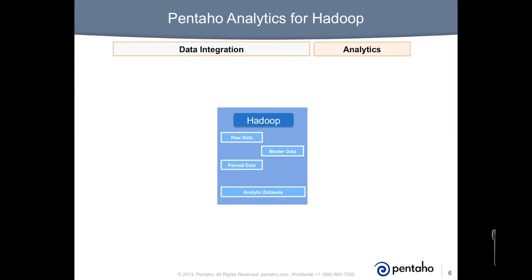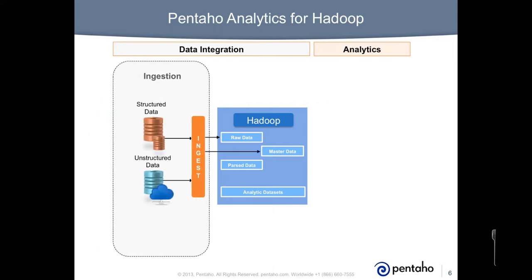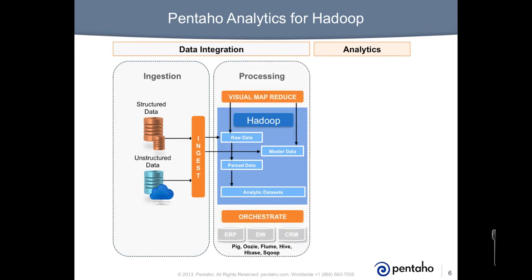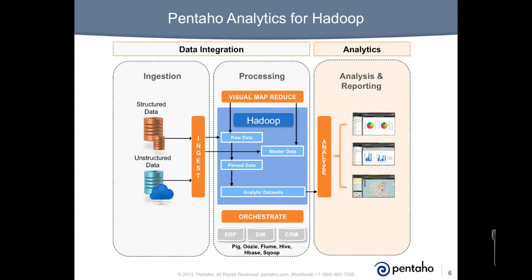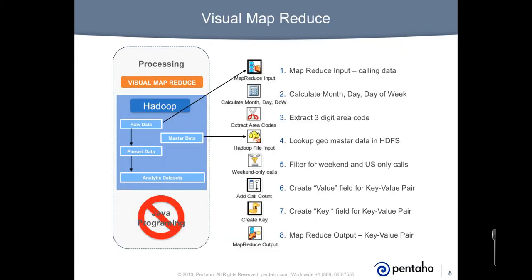Pentaho plays a strategic data integration and analytics role for migrating to Hadoop. Within data integration, you have ingestion of structured and unstructured data into Hadoop and processing with visual MapReduce and orchestration capabilities to merge Hadoop with existing data sources and utilities. Within analytics, Pentaho enables self-service analysis and reporting on Hadoop data. Pentaho Visual MapReduce eliminates the need for Java programming.